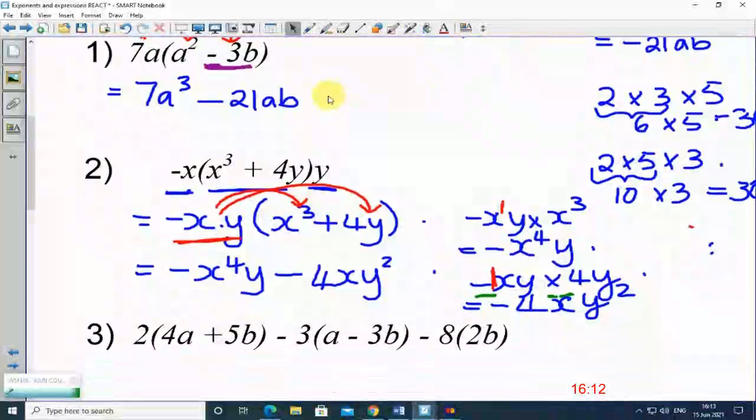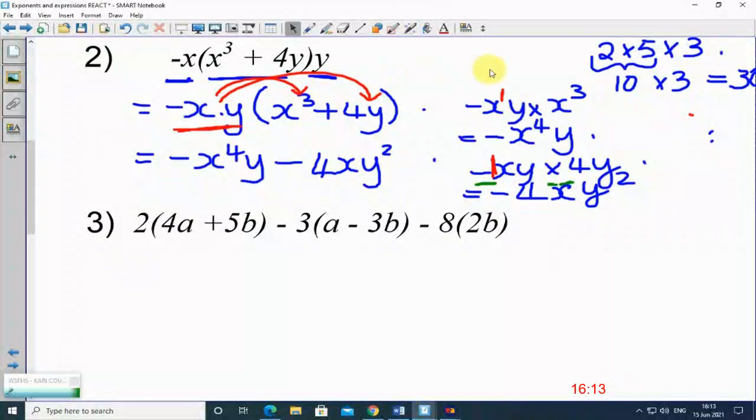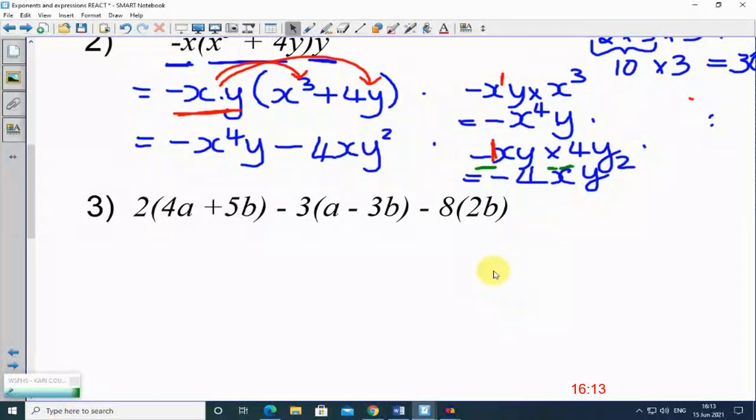And here is another question. I'm going to let you have a minute to try and do that one for yourself, and then we'll wrap up because it's nearly the end of our time together. Think about it, that every term in this bracket must be multiplied by the 2.